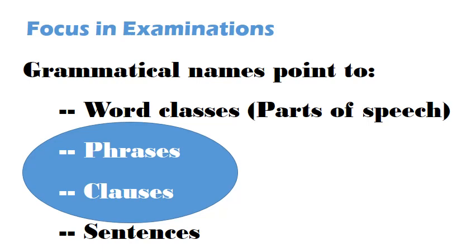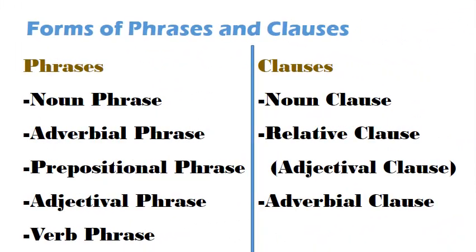Thus, we can say that a student who is asked to state a grammatical name is required to mention the type of phrase or clause to which the group of words belongs. At the level of beginners, we can identify noun clause, relative clause and adverbial clause. We can also talk about noun phrase, adverbial phrase, prepositional phrase, adjectival phrase and verb phrase.